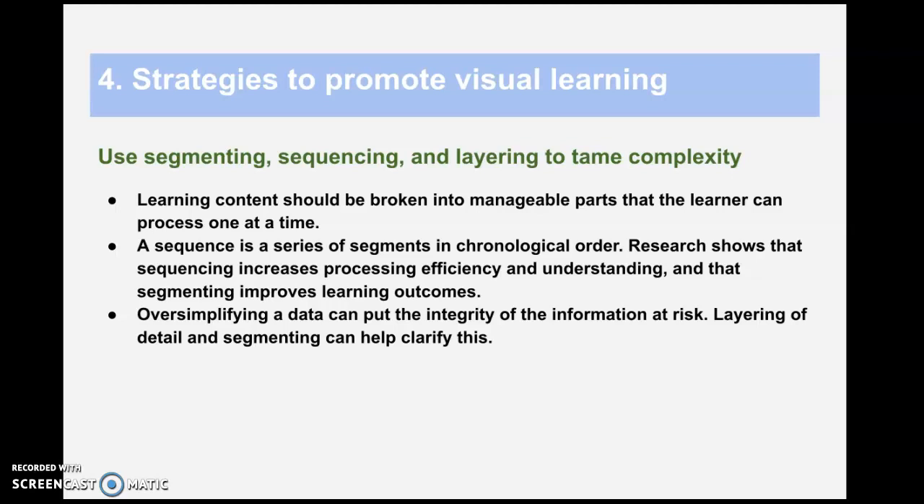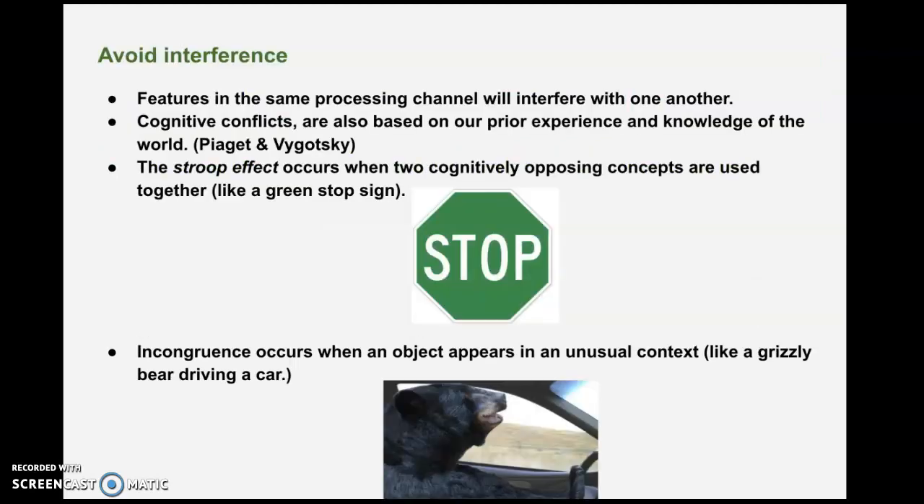Oversimplifying data can put the integrity of the information at risk. Layering of detail and segmenting can help clarify this. Avoid interference. Features in the same processing channel will interfere with one another. Cognitive conflicts are also based on our prior experience and knowledge of the world. Piaget and Vygotsky. The Stroop effect occurs when 2 cognitively opposing concepts are used together.